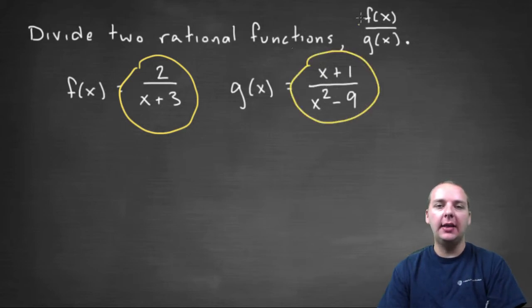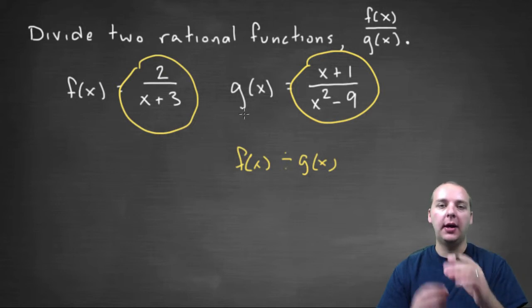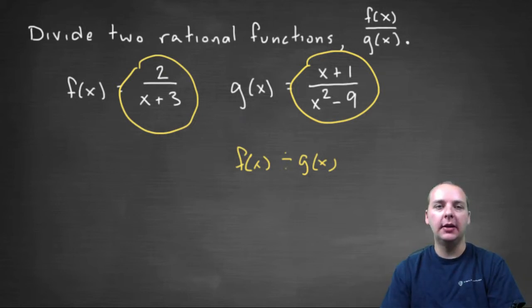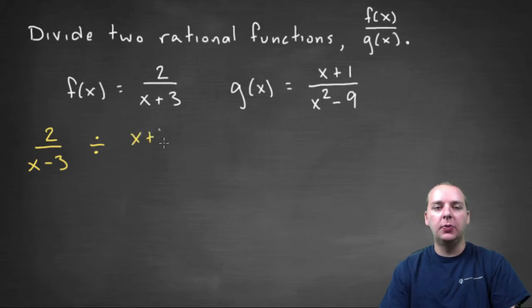So when they say divide these two guys, or f of x over g of x, or you might see f of x possibly divided by g of x, maybe it's written this way. Either way, you just want to take the 2 over x plus 3, divide it by x plus 1 over x squared minus 9. So we'll actually just write that out, and it really has very little to do with the actual letters f and g per se. So we'll have 2 over x minus 3, and we'll write it this way because this is probably the way we're more accustomed to seeing it, divided by x plus 1 over x squared minus 9.